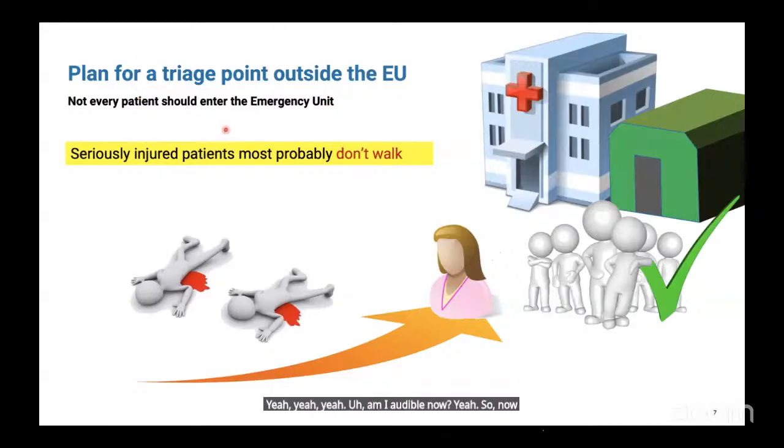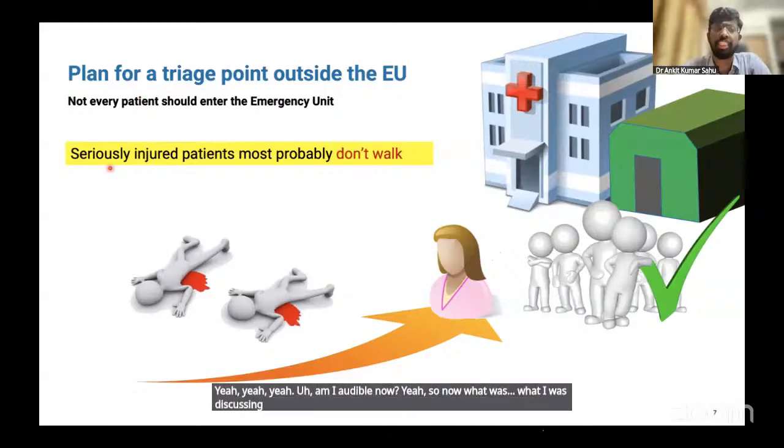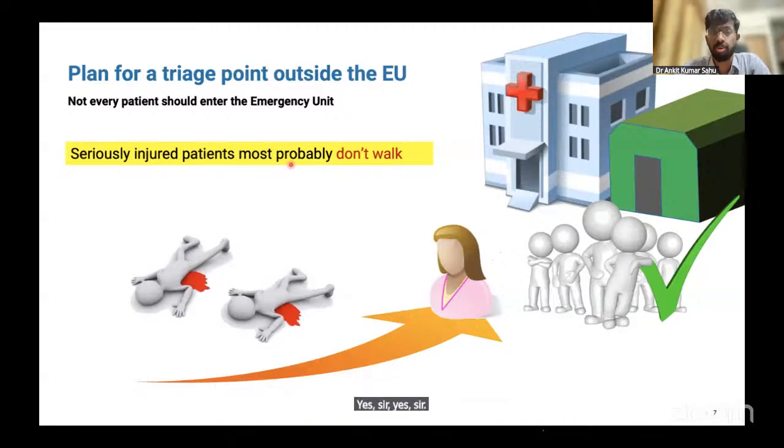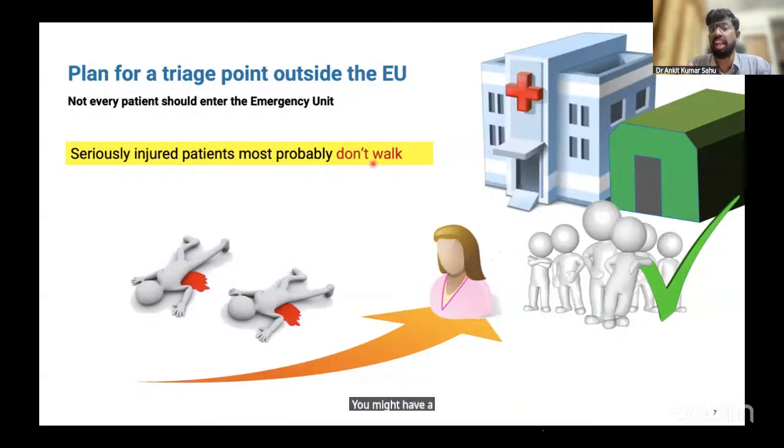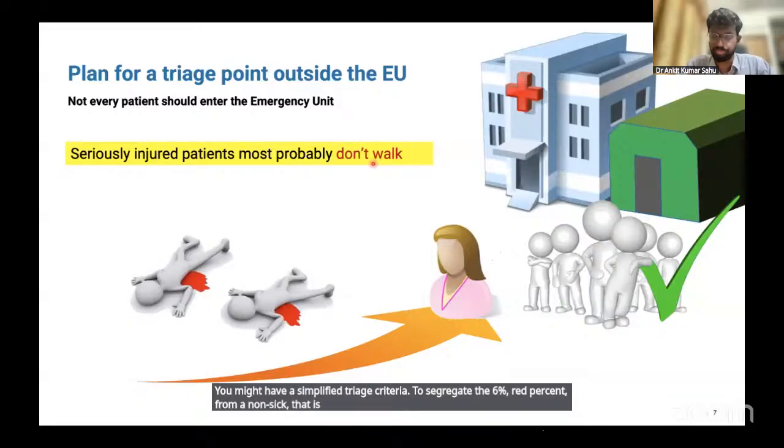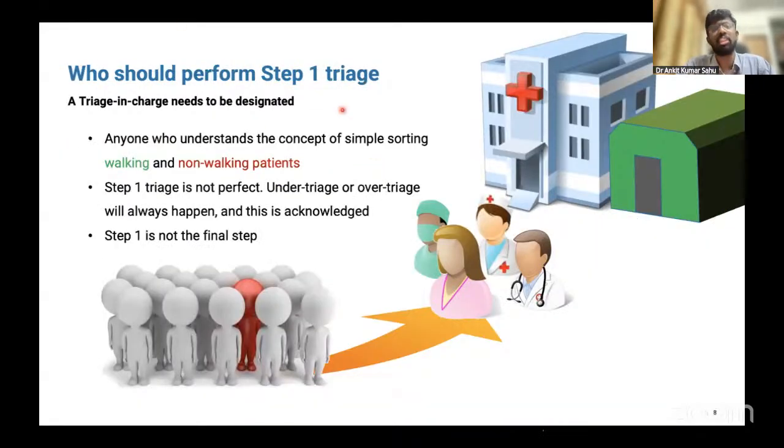So now what I was discussing is that seriously injured patients most probably don't walk. That means if I do a triage on the basis of whether the patient is walking or not, you might have a simplified triage criteria to segregate the sick patients, red patients, from the non-sick, that is green patients. Now, that is called step-one triage. So what do you mean by step-one triage?